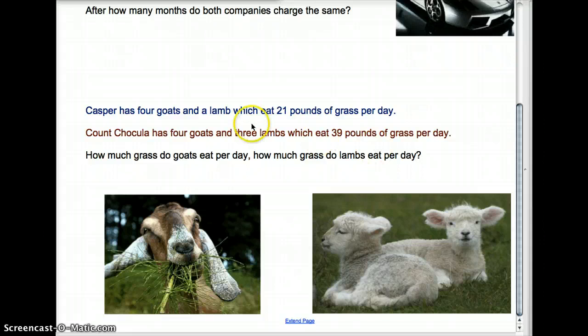Casper has 4 goats, 4 of these guys, and 1 lamb, which eat 21 pounds of grass per day. Count Chocula has 4 goats. You know what this is? I'm just realizing this is too hard of a problem for you. Please don't do this problem.